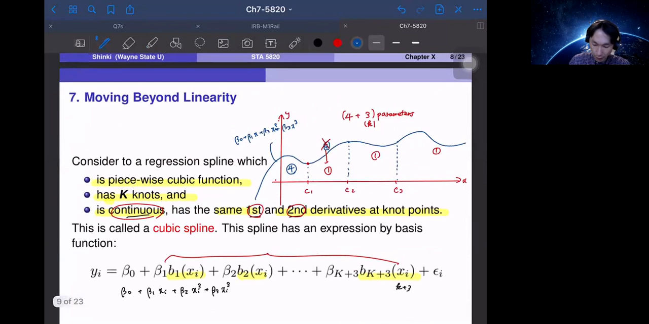Think about this graph. Think about the first piece. The first piece is a cubic function. And suppose this cubic function continues like this. Then what's the difference between this original cubic function and the second piece? What's the difference? The difference should be 0 at x equal to c1. Otherwise, it is not continuous.